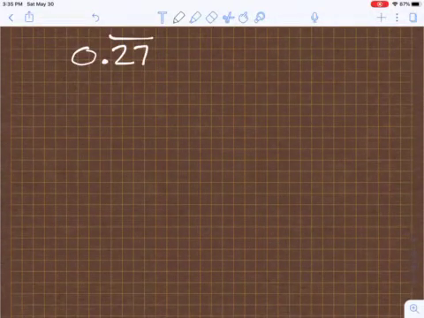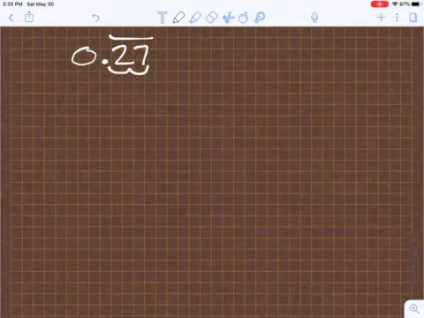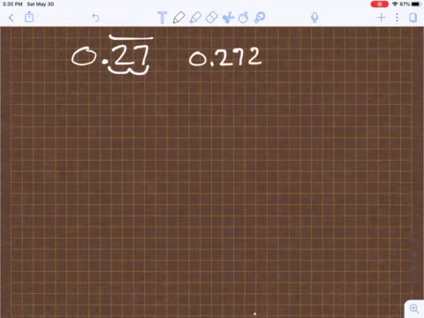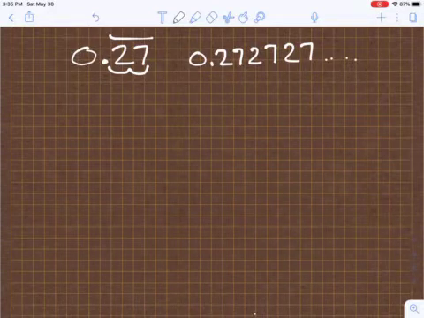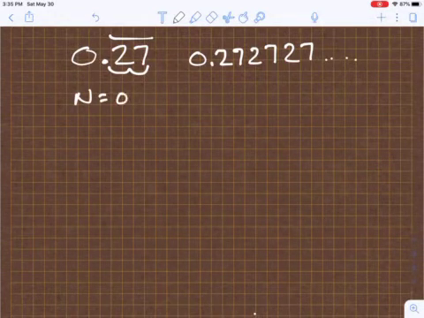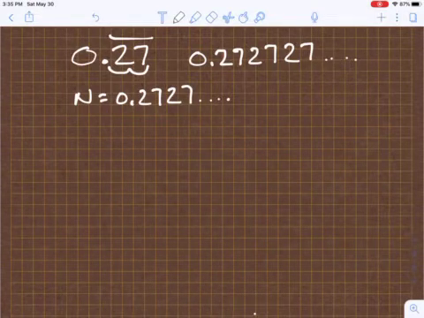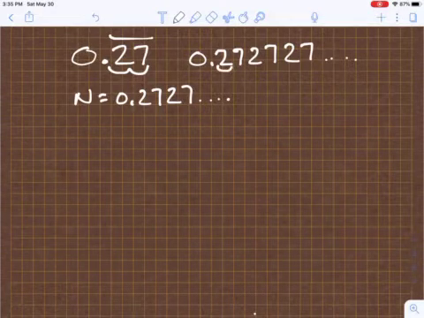All right. So 0.27 repeating. I know that this goes out 2 digits before it repeats again, and this is also written as 0.272727, and then it just keeps going like that. So n is equal to 0.2727. We'll just write it twice like that. Okay, so we're going to multiply this by, think about this. Well, it goes 2 digits before it repeats, so we're going to multiply this by 100.